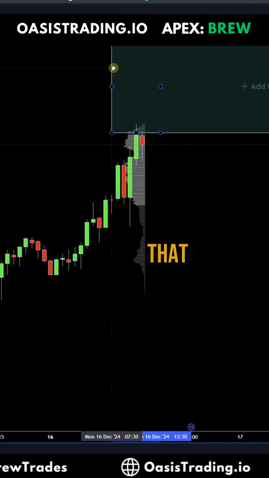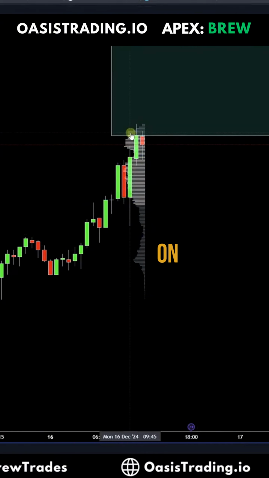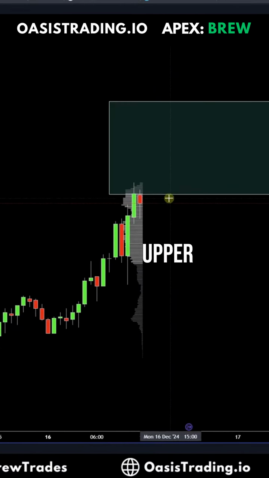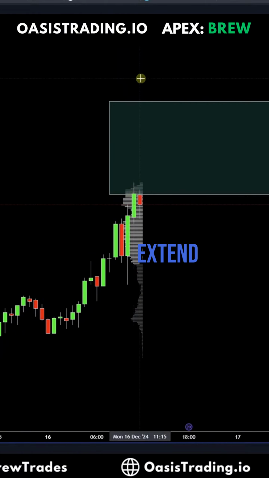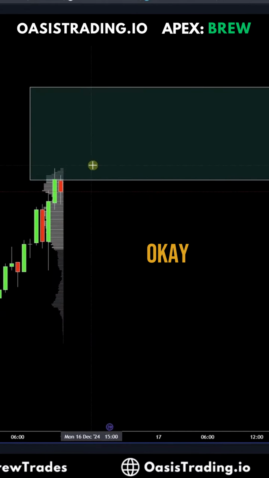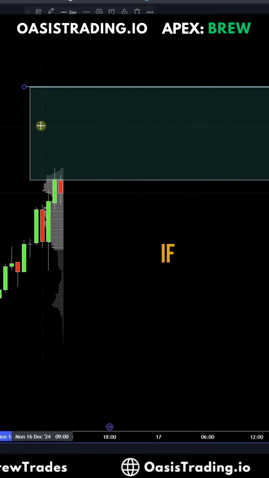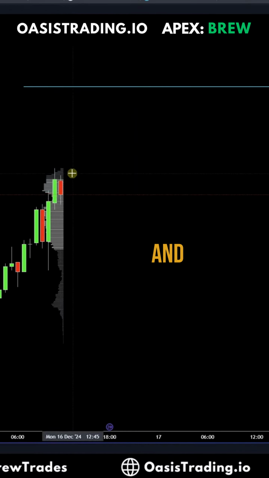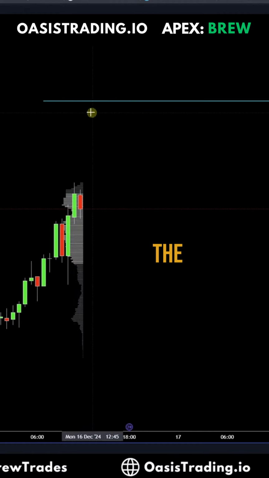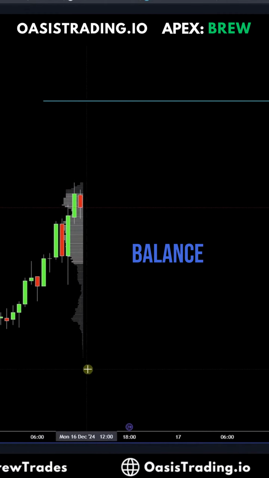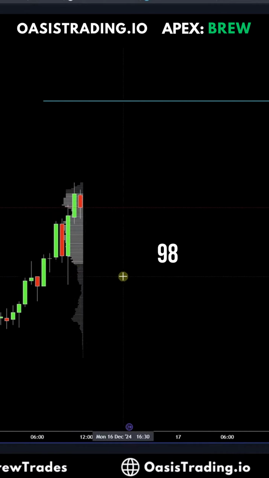And then we take that to the upper tail starting on the value high. So lower tail is value low to low of day. Upper tail is value high to high of day, right? So we want to take that tail from the value high and then extend it upwards, okay? So this would extend our target all the way up to 98. So in this case here, if we were to continue pushing today and it continues to rise, the target we want to be looking for to balance that profile out would be around 98.